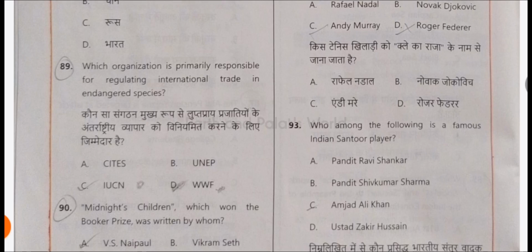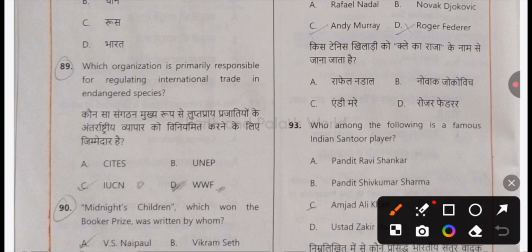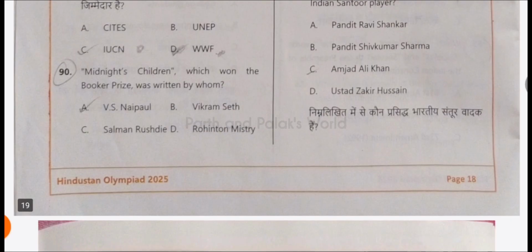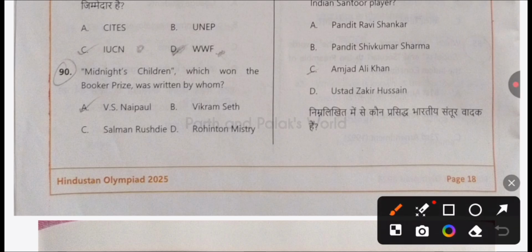Question number 89. Which organization is primarily responsible for regulating international trade in endangered species? The answer to this question is option A. Question number 90. Midnight's Children, which won the Booker Prize, was written by whom? So the correct answer of this question is option C.